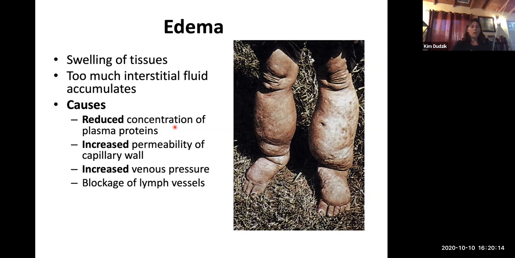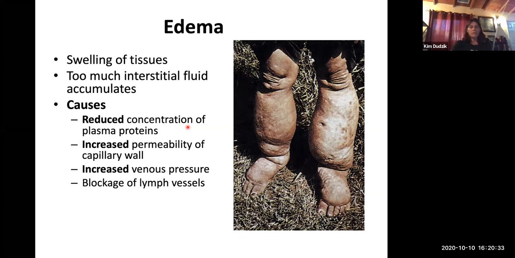So again, with low plasma proteins, your colloid osmotic pressure goes down. So it's less hypertonic. That means it's unable to reabsorb the fluid in the interstitial space. So your tissues swell. Okay.